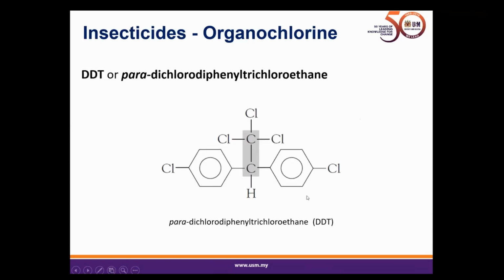Another example of insecticide is DDT, which is para-dichloro-diphenyl-trichloroethane. Previously, people used a lot of DDT. They said that DDT is very good. This is the structure of DDT.